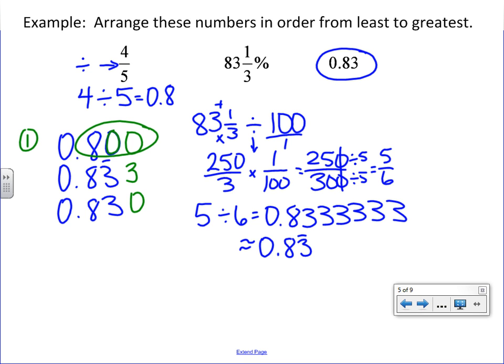My next one would be 830. And finally, my 833. When I write them in order, though, remember we have to put them back in their original form. So the 800 was the 0.8, which was 4 over 5. Then we have that 0.83. And finally, 83 1/3%.